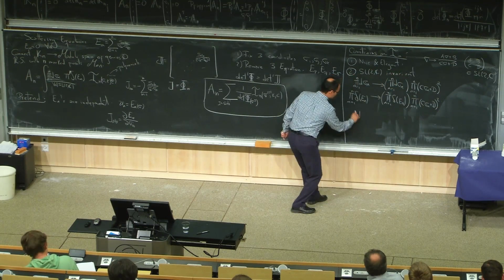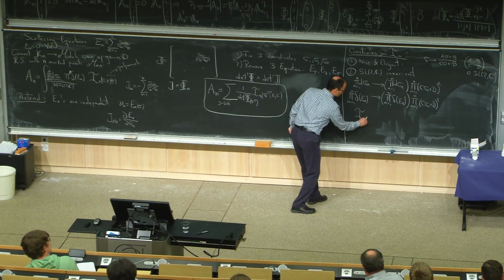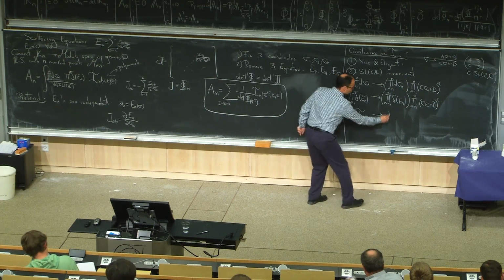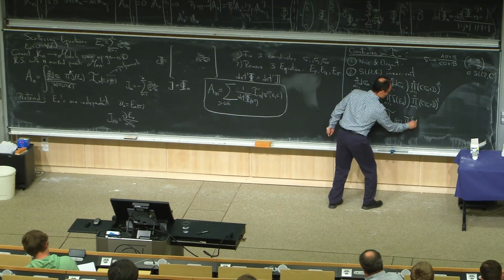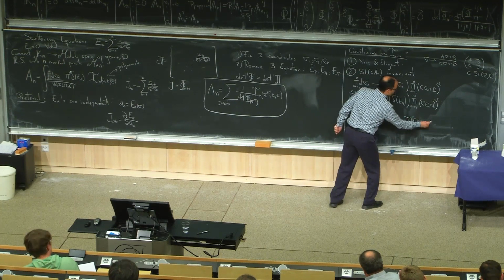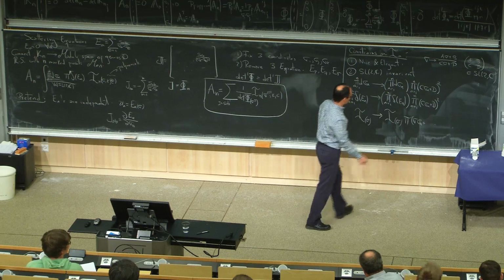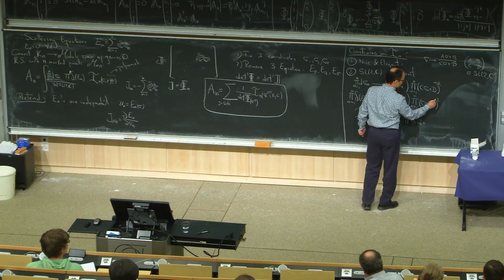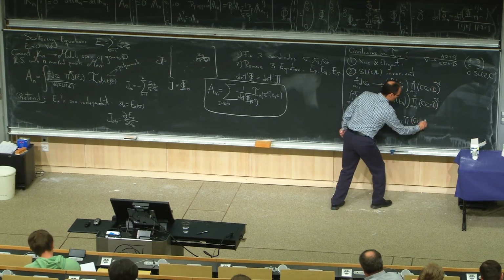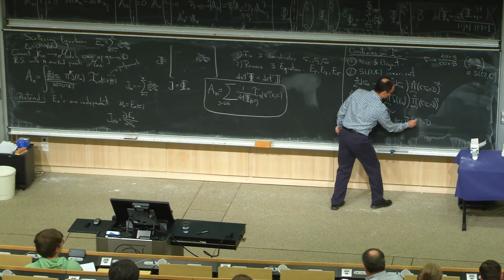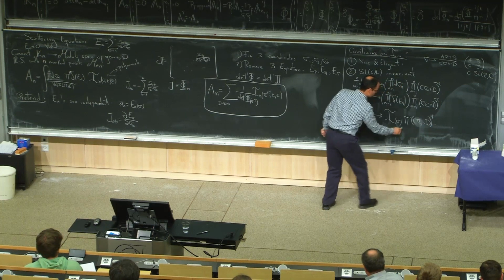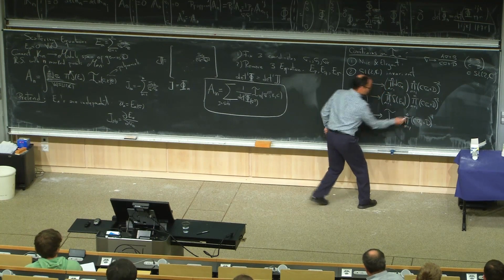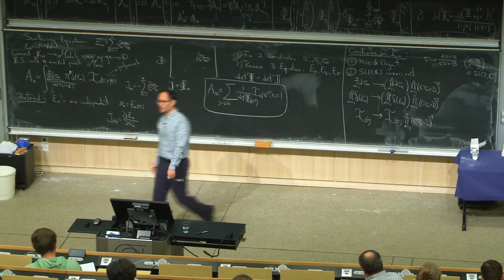So whatever our integrand is, it has to go and cancel these transformations. So I think I messed it up. This is minus 2. Okay?